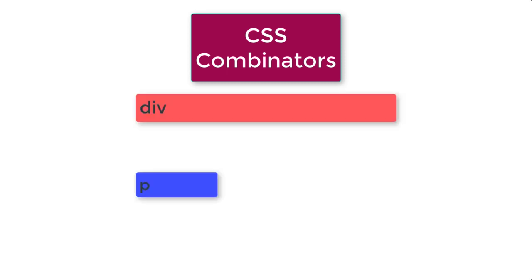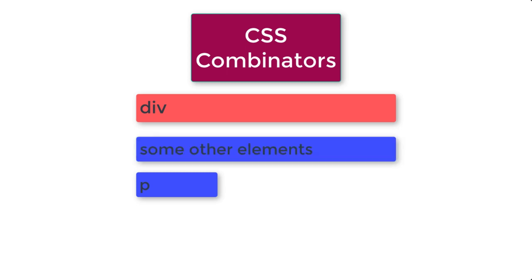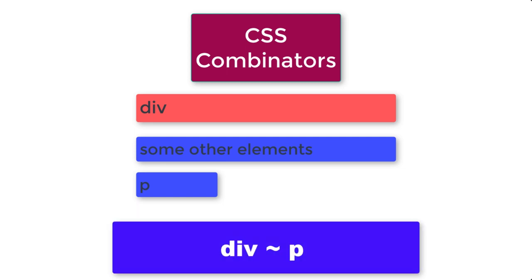So let's say we want to select all the P elements that are placed after this div. And at the same time, we don't care if the P's are placed immediately after the div or not. So in this case, you use the CSS selector, div tilde P. And like this, we get all the P elements that are placed after the div without taking into consideration if they are immediately placed after it. Of course, there can be other elements in between.